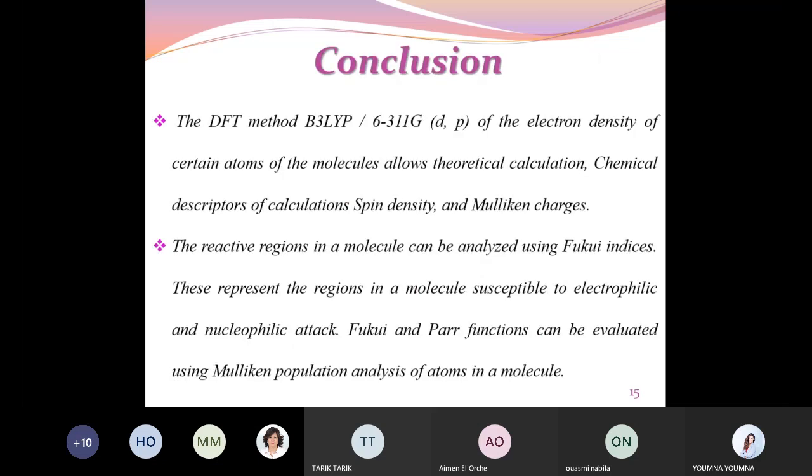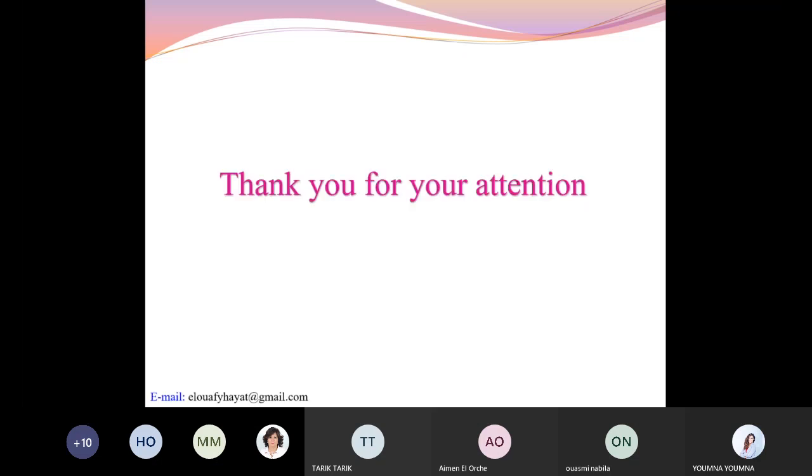Finally, the DFT method, through the electron density of certain atoms of the molecules, allows theoretical calculation of chemical descriptors, spin density, and molecular charges. The reactivity regions in a molecule can be analyzed using Fukui indices. This represents the regions in a molecule susceptible to electrophilic and nucleophilic attack. Fukui and the Parr functions can be evaluated using molecular population analysis of atoms in a molecule. And thank you for your attention.